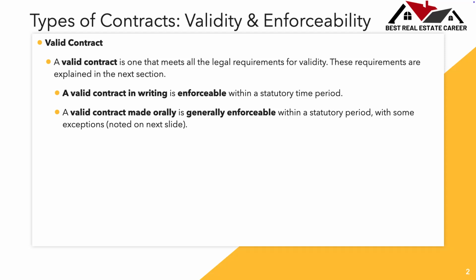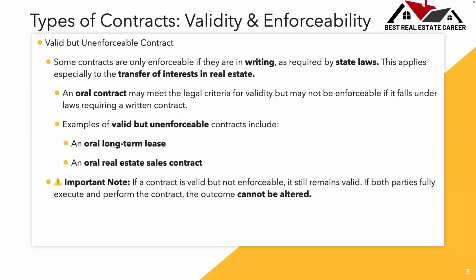All right, a lot of moving pieces, right? We have a valid contract, it needs to be in writing so that it can be enforced, and it must be within the statutory period of time. The statutory period of time alludes to an unenforceable contract that we'll talk about soon. Also, a valid contract made orally is generally enforceable within the statutory period of time, with some exceptions. The biggest thing to keep in mind is that a valid contract has all the legal requirements that a contract must have. That's what makes a contract valid.